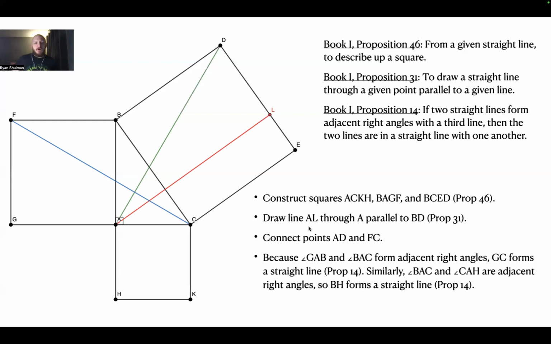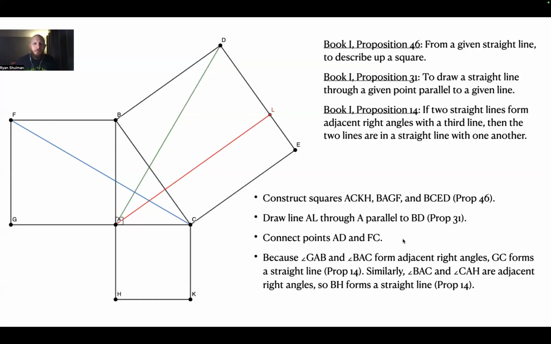Next, we're going to construct a line through A parallel to BD. We call this line AL. So AL right here is from Prop 31, to draw a straight line through a given point parallel to a given line. So we're drawing AL through A parallel to CE, and of course, if it's parallel to CE, it's also parallel to BD. Next, we will connect points AD as well as FC, which is not listed as a proposition. That's really just a postulate, I think it's the first postulate.